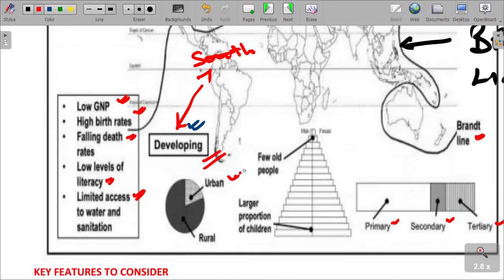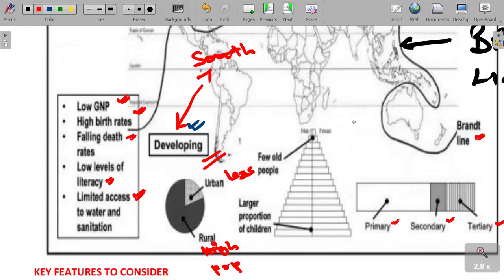Less people are found in urban areas, and then we have high population in rural areas. These rural areas are caused by very low development that is taking place. The industrialization and urbanization processes in developing countries are quite low. That explains all these factors that we are referring to.